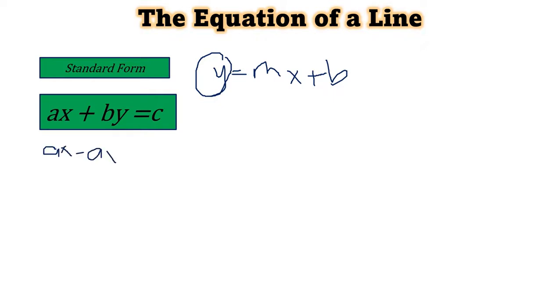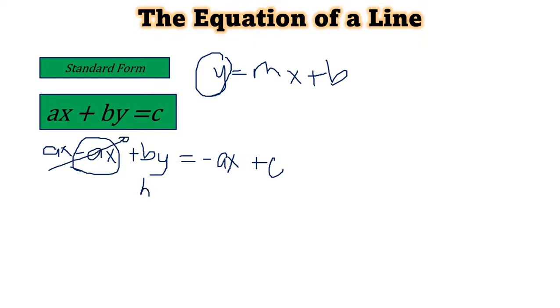So we have ax minus ax plus by on the left side. Again, this is an equation, therefore whatever we added to the left side of the equation must also be added to the right side of the equation. So we have negative ax plus c on the right side. Now, ax minus ax is 0. So what we have here on the left side is by equals negative ax plus c.